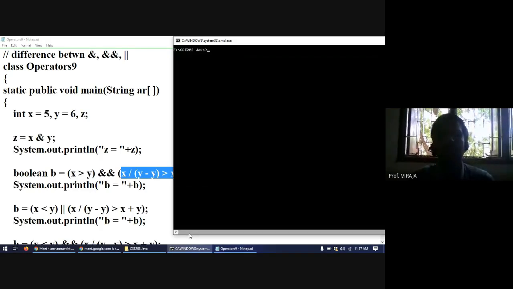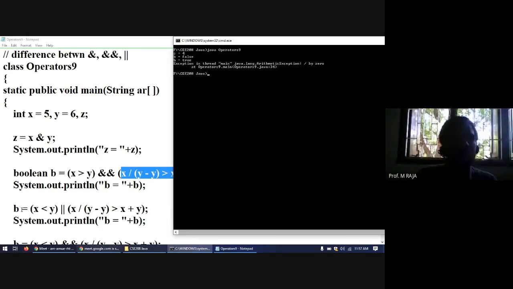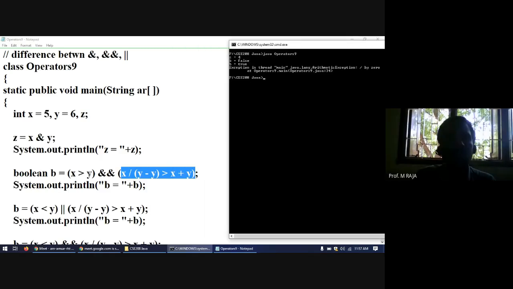Let us check the code. Java operators 9. First line: z is equal to 4. If you trace it, you will get the value z is equal to 4 in the bitwise AND operation. Now have a look at this expression, x greater than y and this one. It seems that the highlighted expression is not evaluated because x greater than y becomes false. That determines the final result of the Boolean variable. So in the second line we find the result b is equal to false.